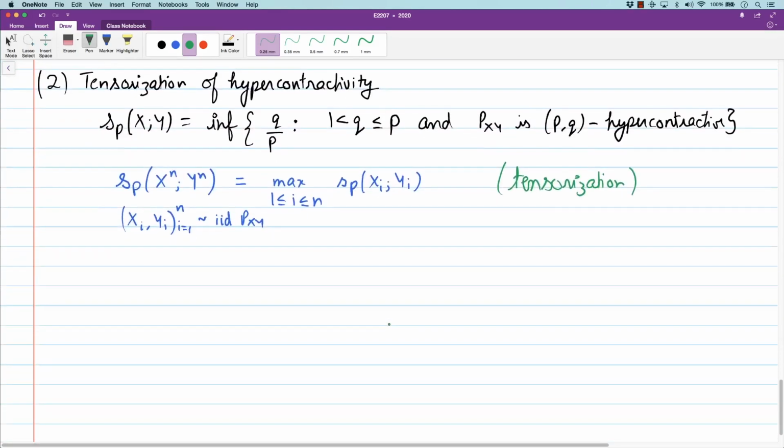So how do we show this? I'll present a proof, sort of an old proof of this result from a paper by Ahlswede and Gács. A little less known paper, but it's one of the initial papers looking at hypercontractivity. So this is how they prove it. Note that it suffices to show this for n equal to 2.